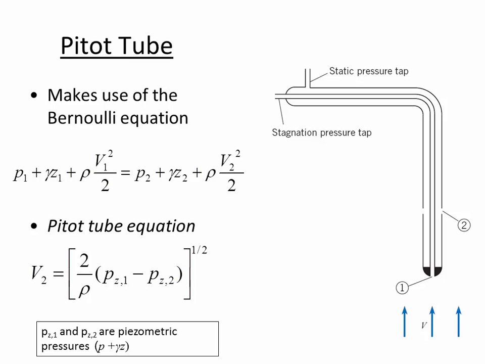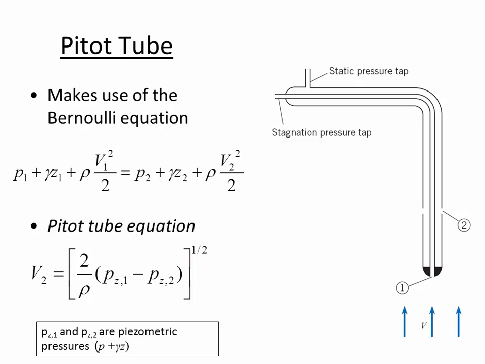So P sub z, just to remind you what P sub z stands for, piezometric pressure, P sub z, is pressure plus gamma z. And so when it says P sub z1, they're saying the pressure at location 1 plus gamma, the unit weight of the liquid, times the elevation at 1. So elevation meaning what? Relative to some datum. It doesn't matter what the datum is. You can use sea level as your datum. You could use the tip of 1 as your datum.